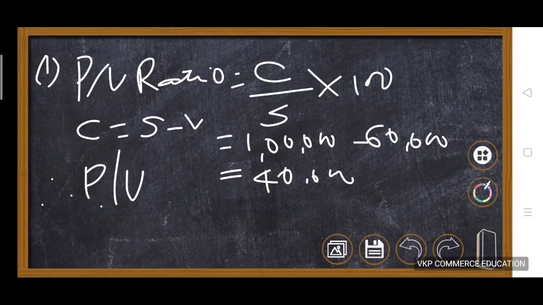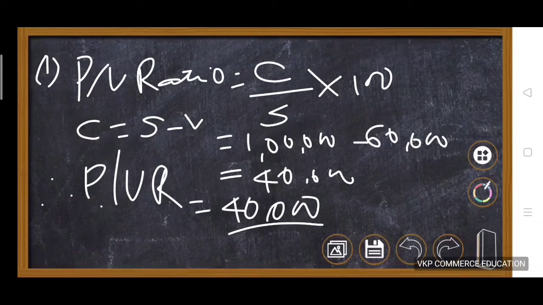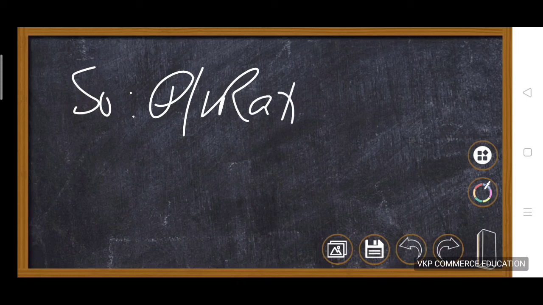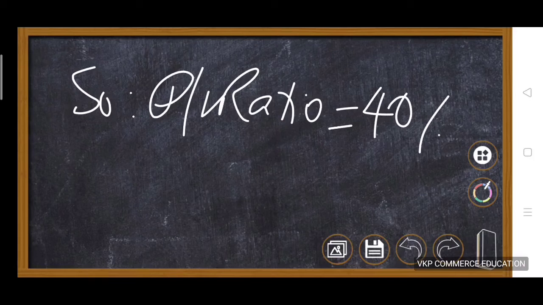We are putting the figures into the equation. PV ratio is equal to contribution by sales into 100. Contribution 40,000 divided by sales 1 lakh into 100, so PV ratio is equal to 40%.